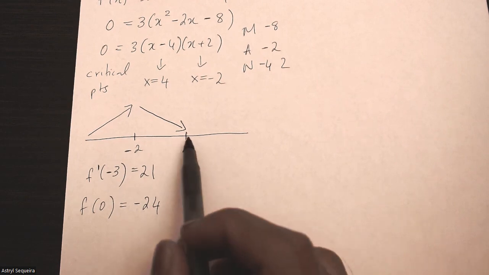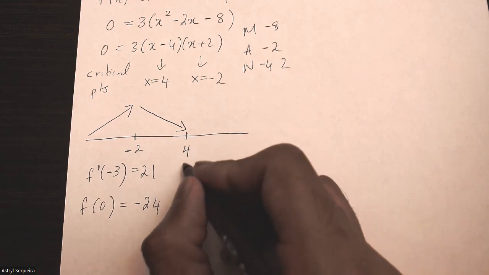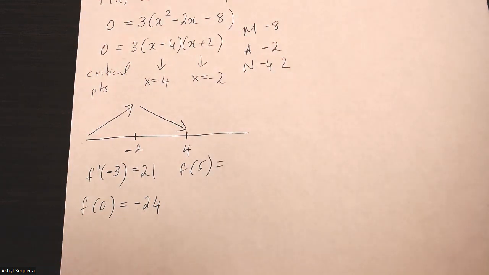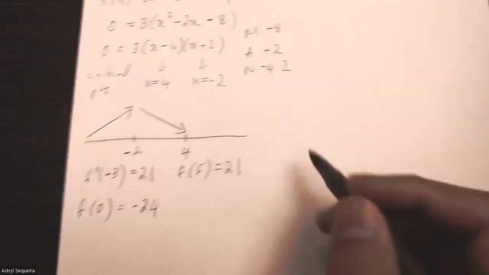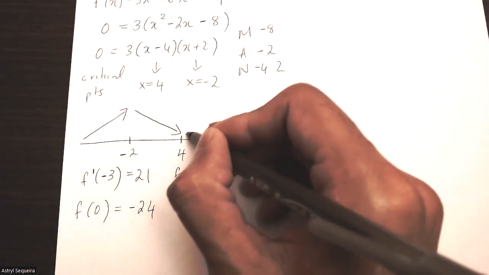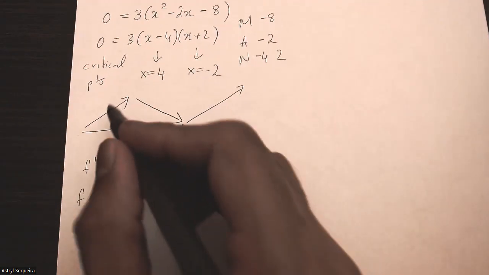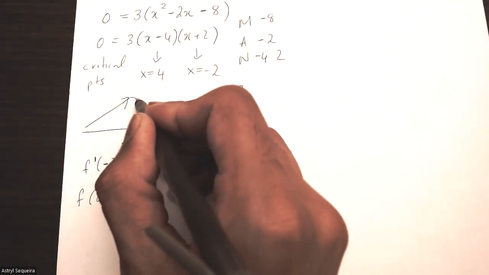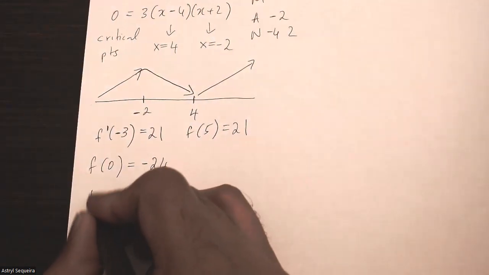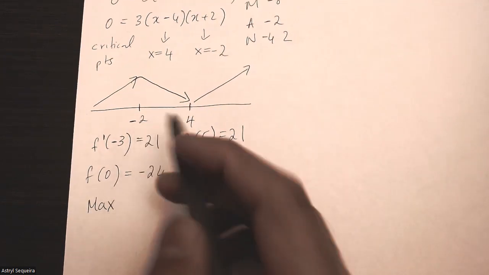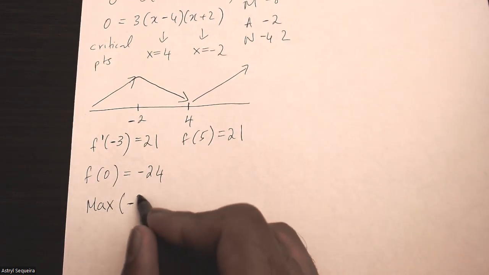And then I'll test a final point over there. I'll test f prime of 5. If I do f prime of 5 in my calculator, I get 21 again, which is a positive value, which means I'm increasing. So now I can tell if I connect these two, this is a maximum over here. The x value of the maximum is negative 2.